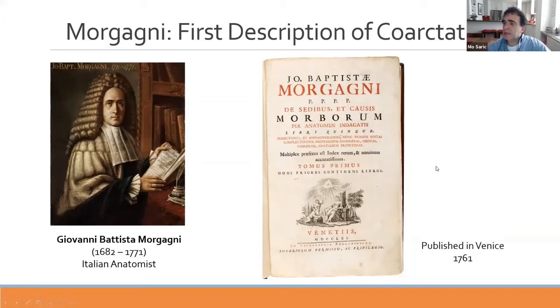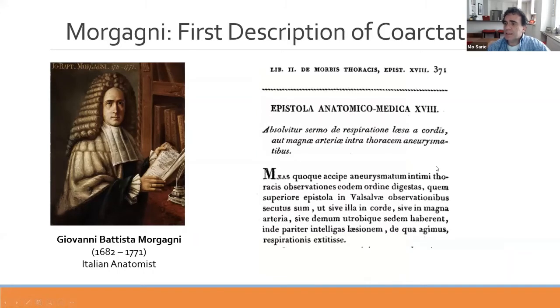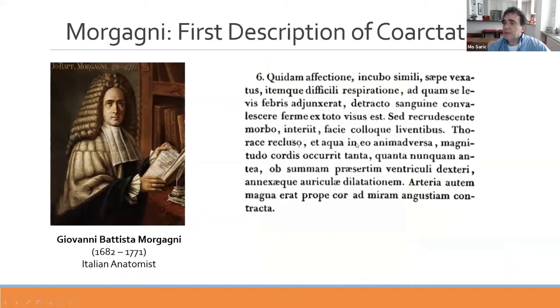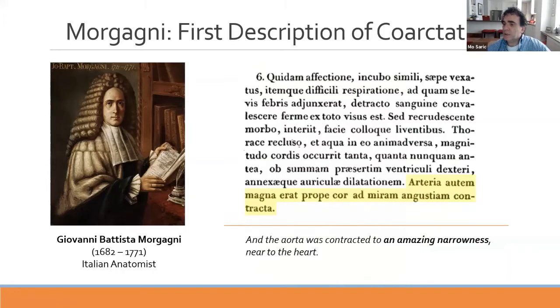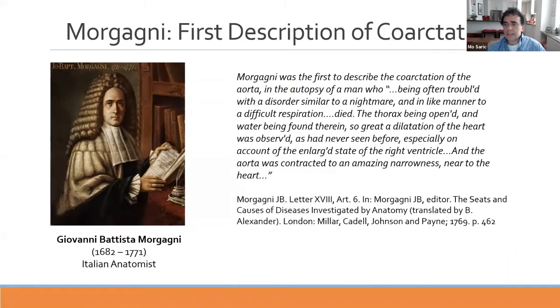He published in 1761, and this is in one of his letters or epistolas. He described in Latin, which I'll translate here in English in a second, and the yellowed part is the relevant part, in which he says, "and the aorta was contracted to an amazing narrowness near the heart." So this is clearly the first description of coarctation of the aorta. And this is the entire paragraph translated into English.